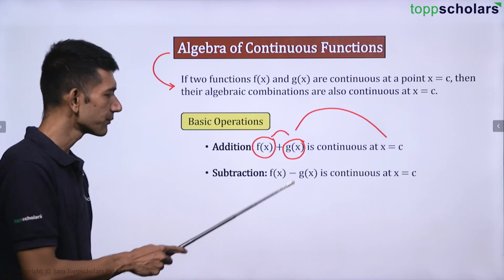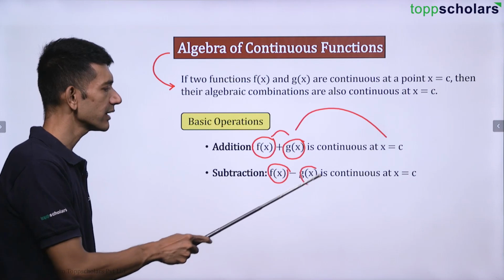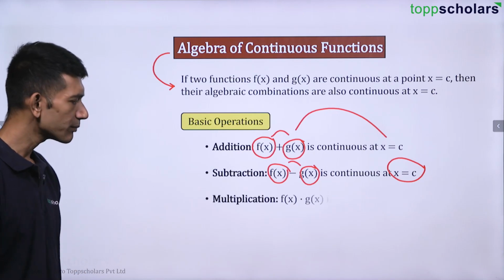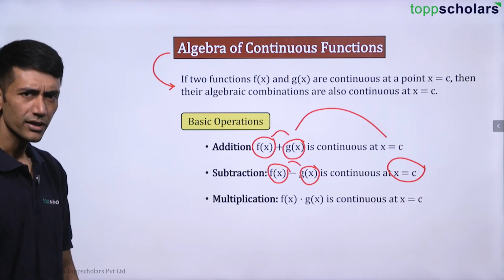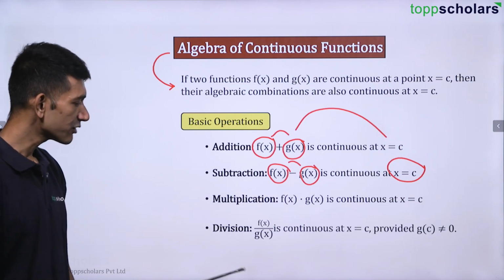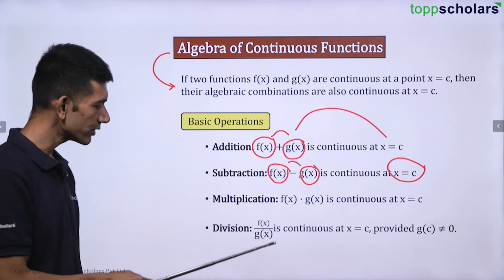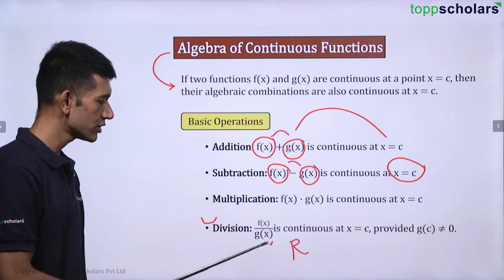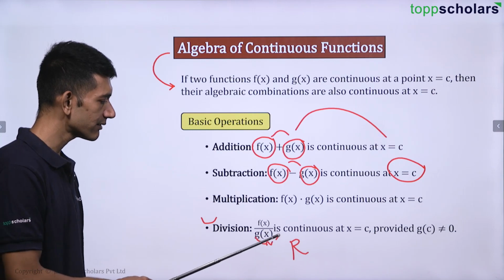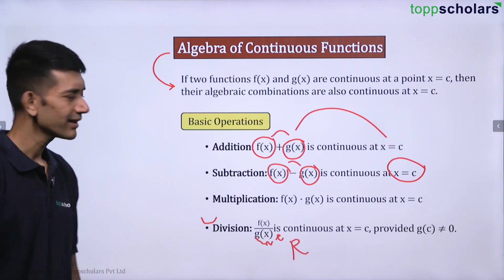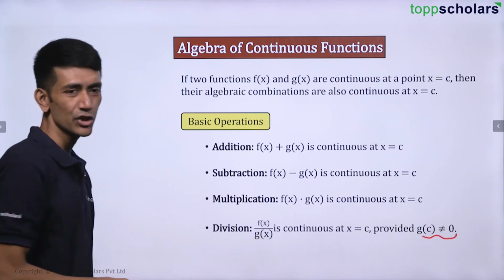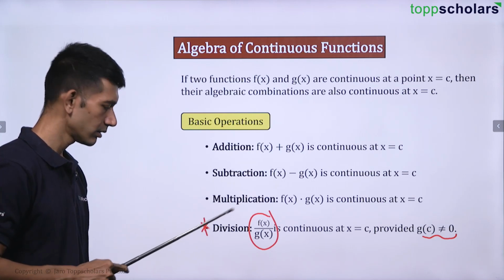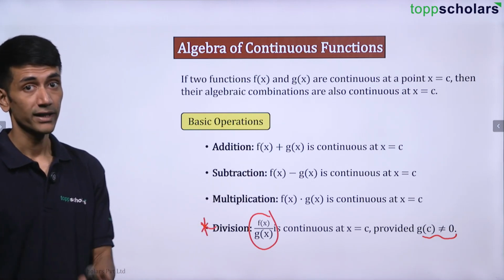That means there is no break if you add the two functions. Same goes with subtraction. f(x) is continuous, g(x) is continuous. If you subtract the two functions, they are continuous at c. Same is with multiplication. f(x) into g(x) is continuous at c. f(x) by g(x) is continuous at c, but provided you know the condition, because this becomes a rational function now, right? Since this becomes a rational function, this g(x), after putting the value of x as c, should not be 0, correct? If g(c) is not 0, there is no problem, this is continuous. So only for division, this condition needs to be checked very carefully.